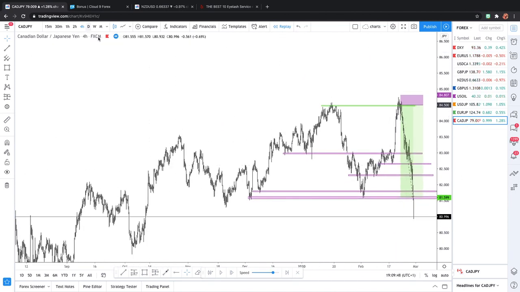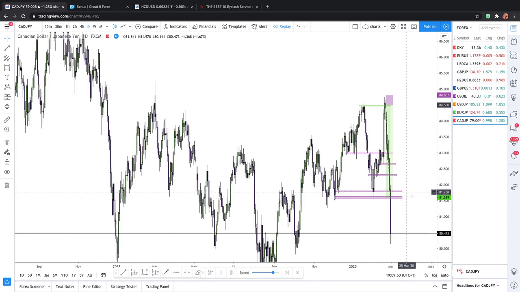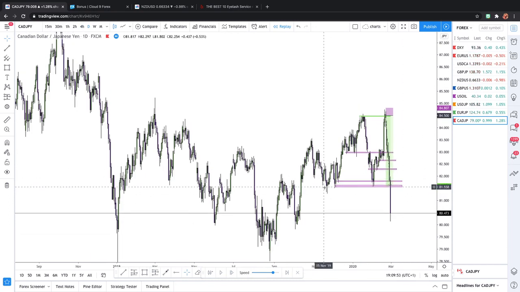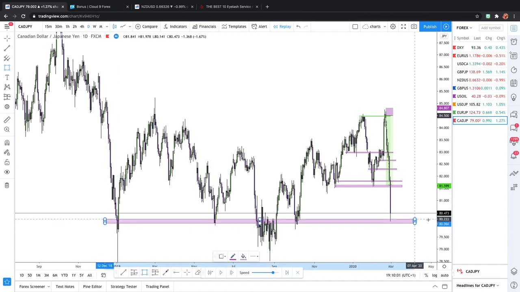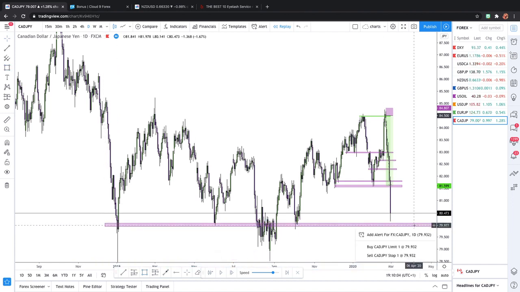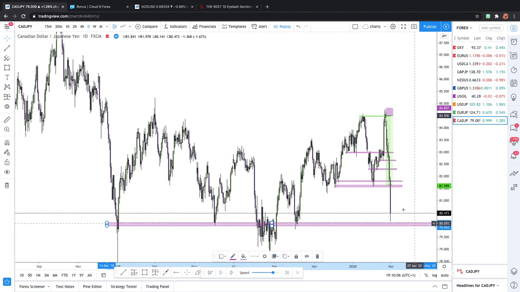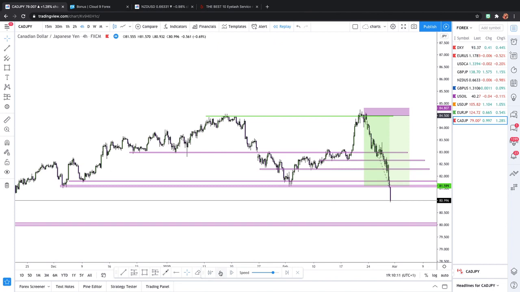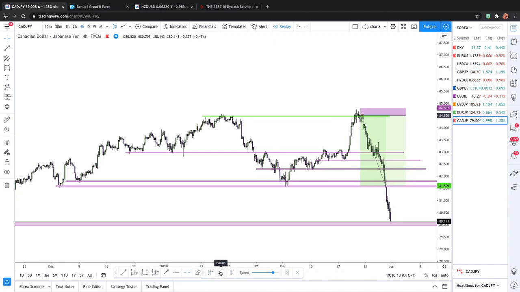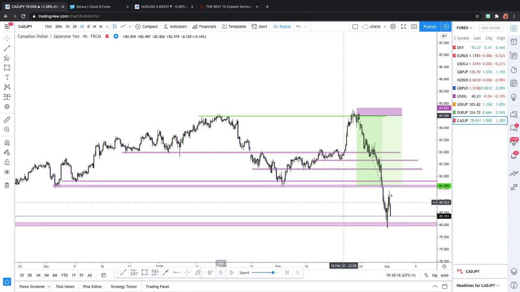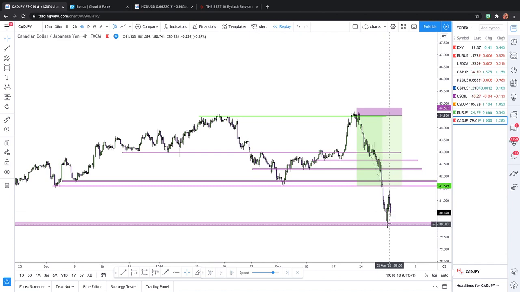Okay, so let's look at the daily. Okay, so it completely blew through this low. So then what ends up happening is we have a low in here. Back to 4 hour. See how precise that is? Completely touches it and then reverses.